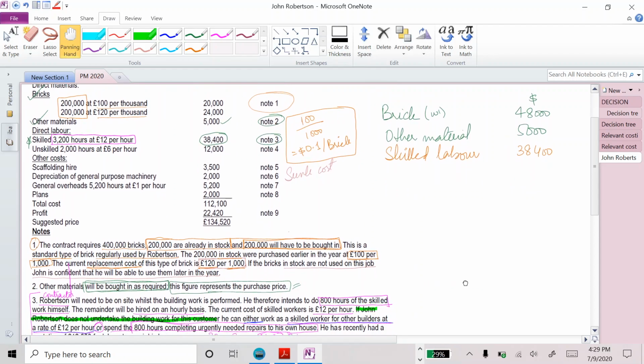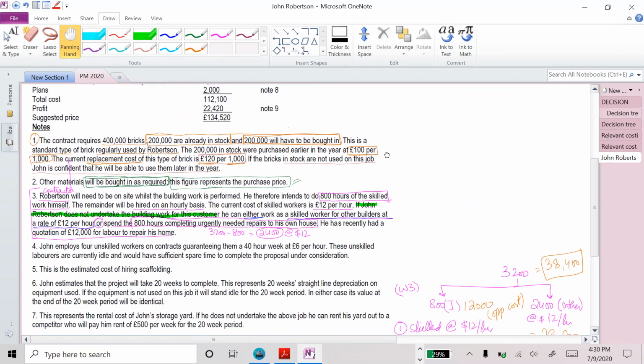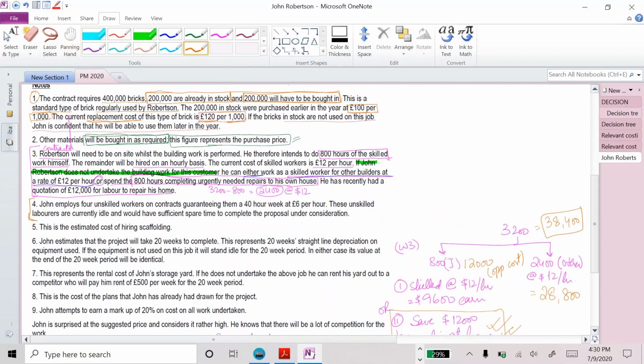Now, what about unskilled workers? Unskilled workers, 2,000 hours at the rate of 6 per hour, and you have to see note number 4. I'm asking you to pause this video and try to read this part and try to identify whether this will be a relevant cost or not. John employs 4 unskilled workers on contract, guaranteeing them a 40-hour working week at 6 per hour. Now try to focus on this point.